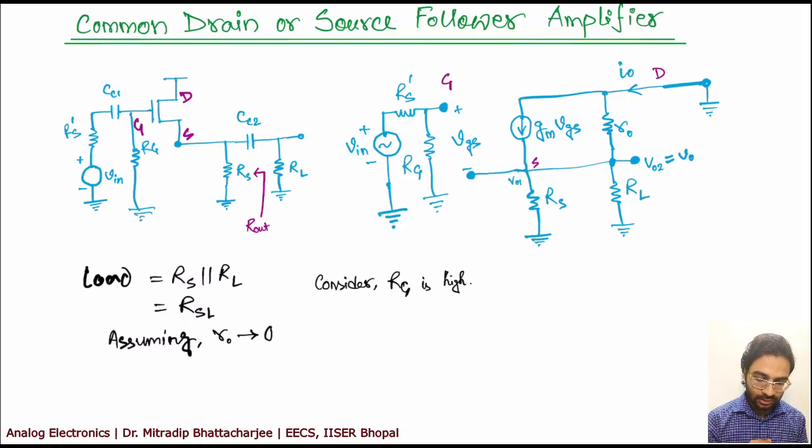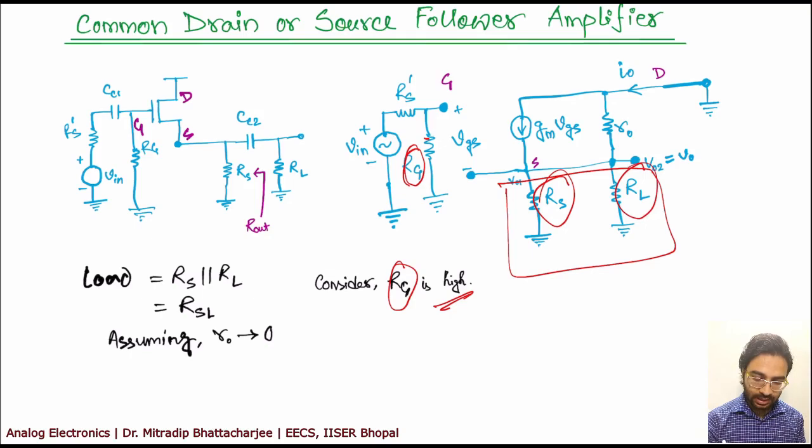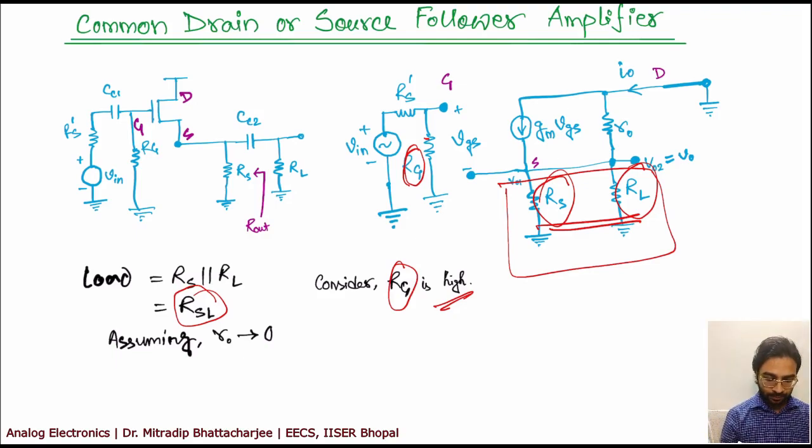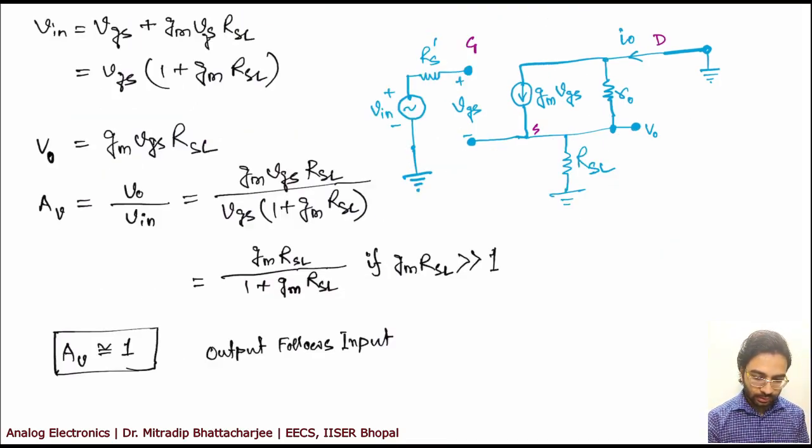Now, to make the calculation simpler, we consider this RG value to be very high, so we can consider it as an open circuit, and this is your load side. On the load side you have RS and RL, both in parallel, so you can consider the combined effect of both resistances as RSL, the parallel equivalent of these two resistors. We have also considered R0 to be very high. So this is your circuit.